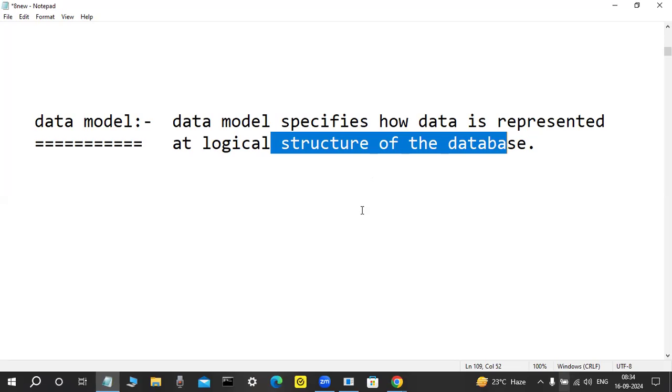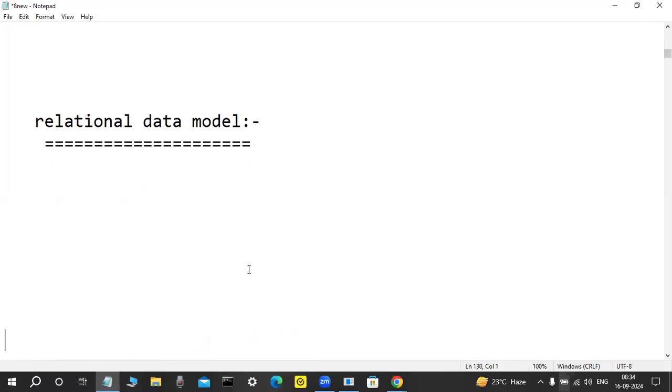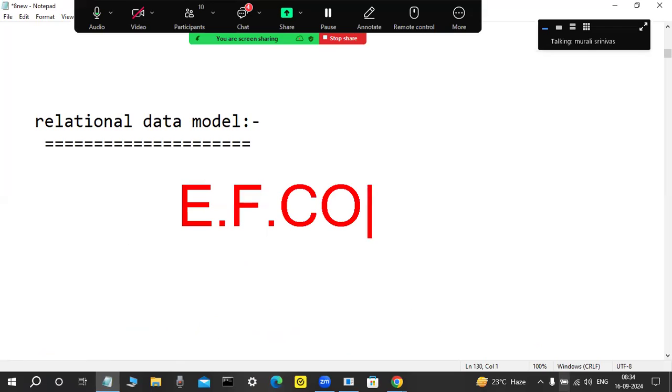Don't worry. This data model was introduced in 1970 by E. F. Codd. Anybody having an idea of the name of this person? He is the father of the relational data model. He introduced the relational data model because he is a mathematician. He was working at IBM in the 1970s. Here he introduced the relational data model, where data is represented in the format of tables.